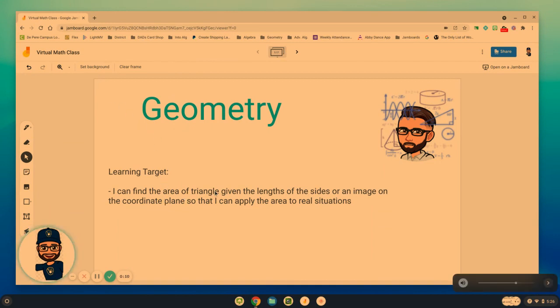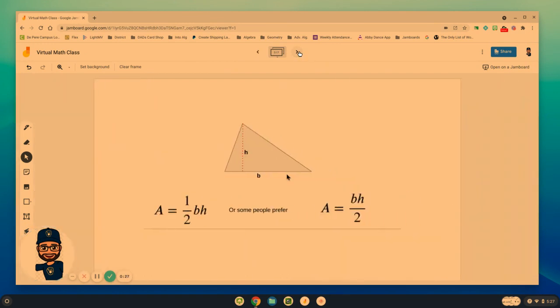We're going to look at triangles. Now, you've probably worked with area of triangles in the past in a certain element, if you will, and we're going to look at some of the different aspects that might go with triangles and how we find the area of those so that we can apply them to real situations.